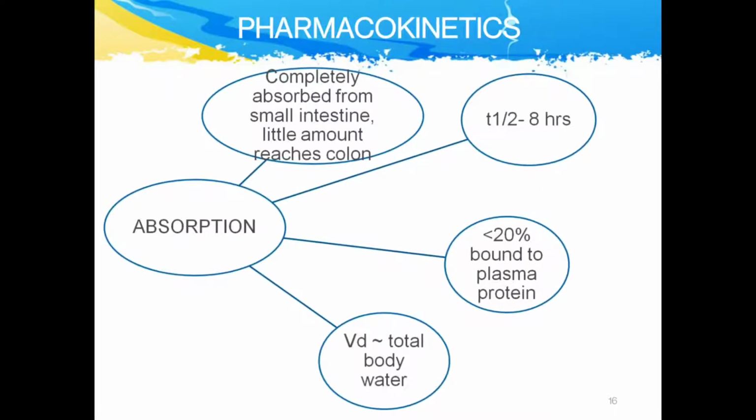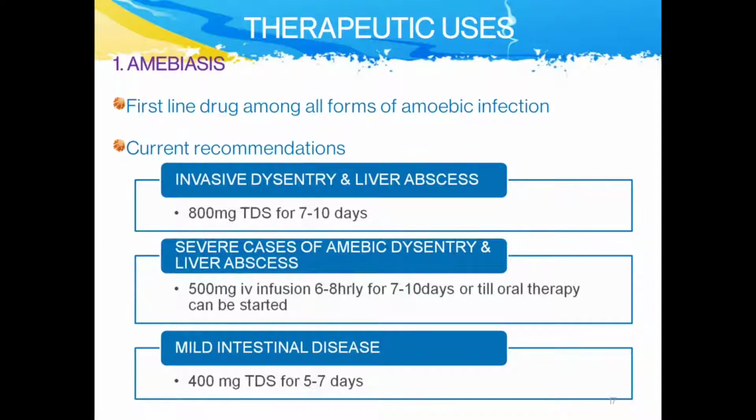Pharmacokinetics: absorption is good orally. Completely absorbed from the small intestine, little amount reaches the colon. The half-life is 8 hours. Less than 20% bound to plasma protein, distributed in total body water. Okay. Therapeutic uses: amoebiasis, the first line drug among all forms of amoebic infection. Current recommendation for invasive dysentery and liver abscess: 800 mg TDS for 7 days.